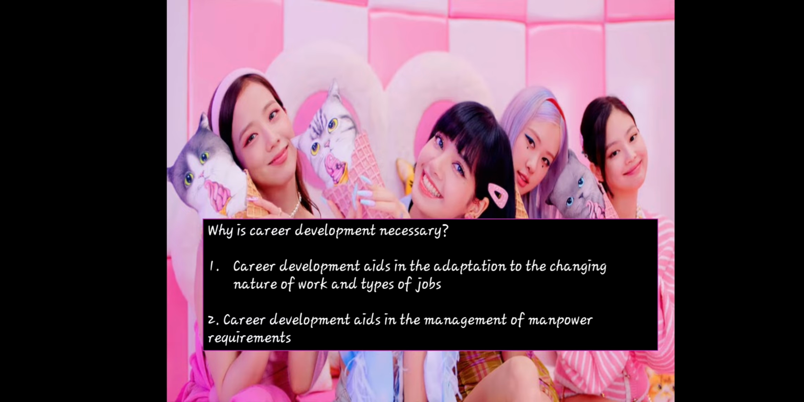So this lesson will enlighten you on why career development is important, why knowing career development is important. The question is answerable in two steps. Career development aids in the adaptation to the changing nature of work and types of job. Career development also aids in the management of manpower requirements. Of course, let's first explain the first statement further. It says that career development aids the adaptation to the changing nature of work and types of job.